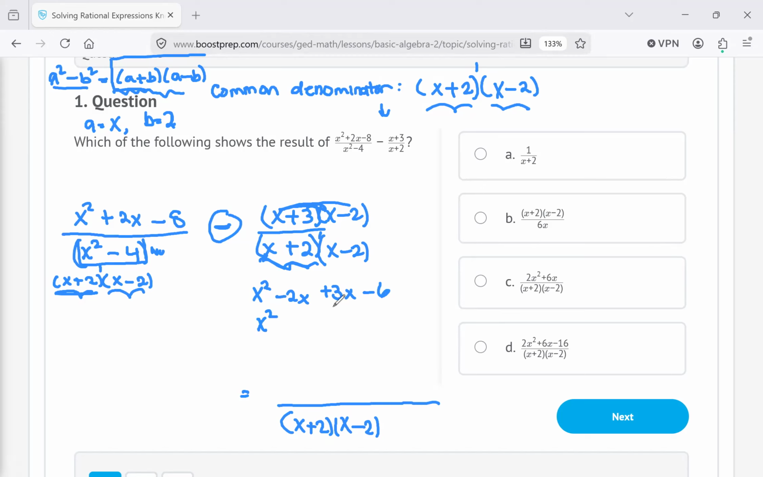Let's see if I can clean this up a bit. Yes, I can. I can clean up the negative 2x and 3x. That is going to be positive x. And then you have this minus 6. And then you may distribute this minus. So that's going to be negative x squared, negative x, and then positive 6. And then I haven't done anything with this, so just bring it down.